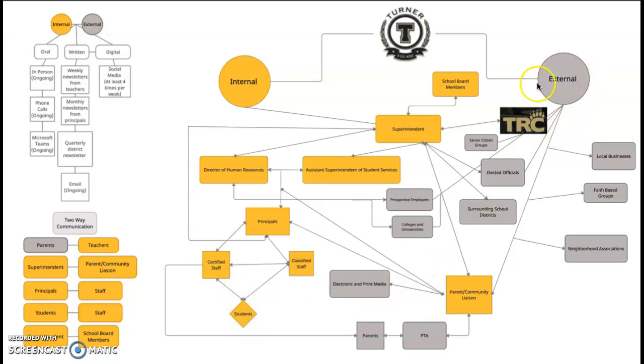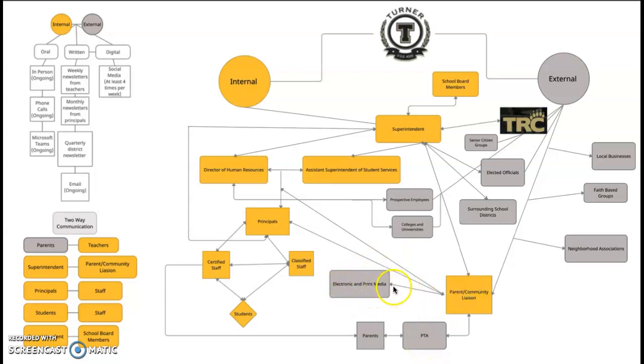When looking at the external publics, both the superintendent and parent community liaison do a lot of our communicating with the external publics. So the superintendent communicates a lot with the Turner Recreation Commission, who then also connects him to those senior citizen groups. He does a lot of the communication with elected officials and surrounding school districts. And the parent community liaison works a lot with our local businesses, faith-based groups, and the neighborhood associations.